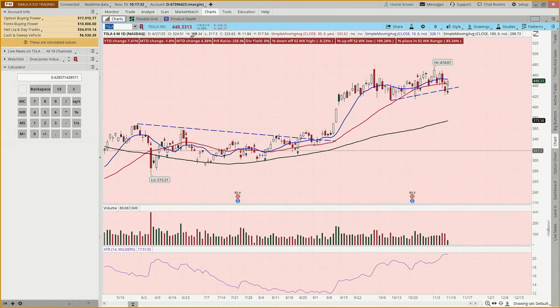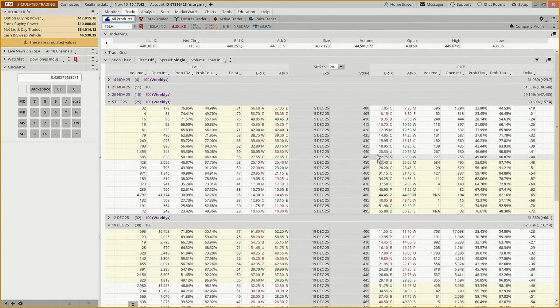And where's it trading now? 448. So that's 20-some dollars, $23 worth of wiggle room. But this is a stock that can move $20 in a day. So I'm sorry, where did I say again? We're going to come to 425. So at 425, again, does it trade more than 1 million shares a day? Check. At 425, do we have a tight bid-ask spread? Check. Do we have more than 20 contracts? Check.